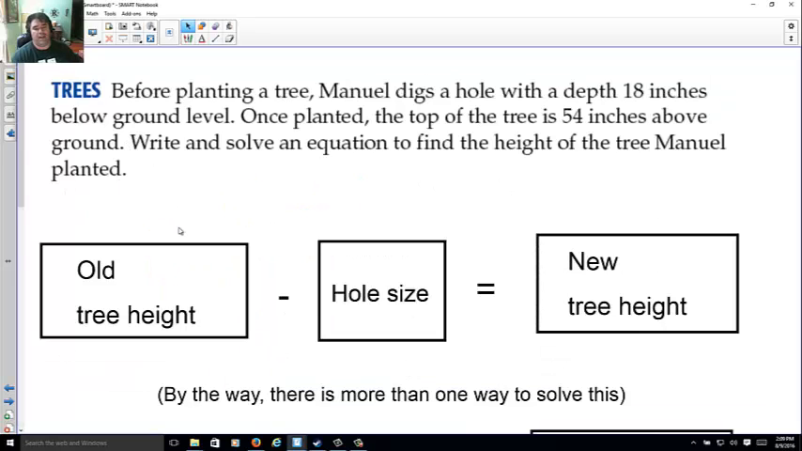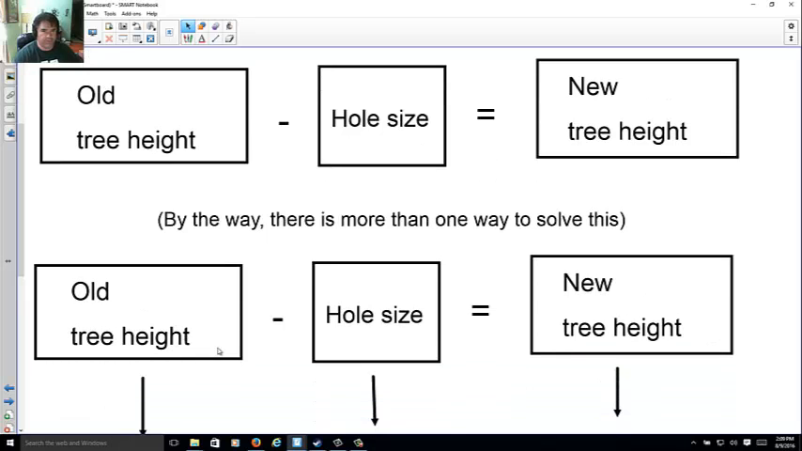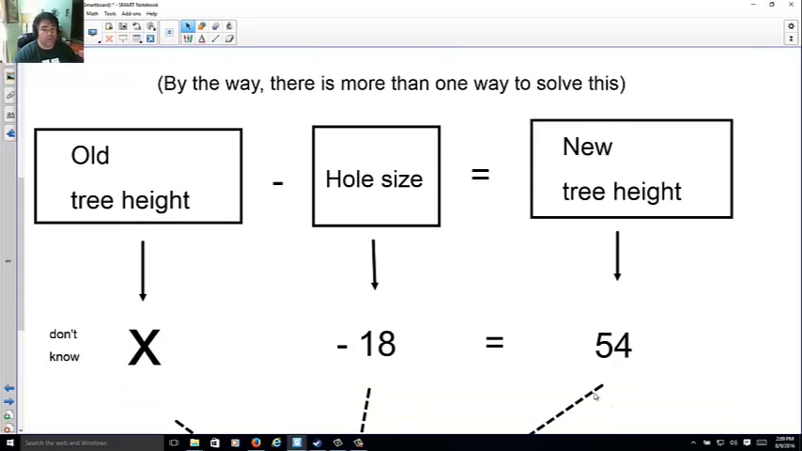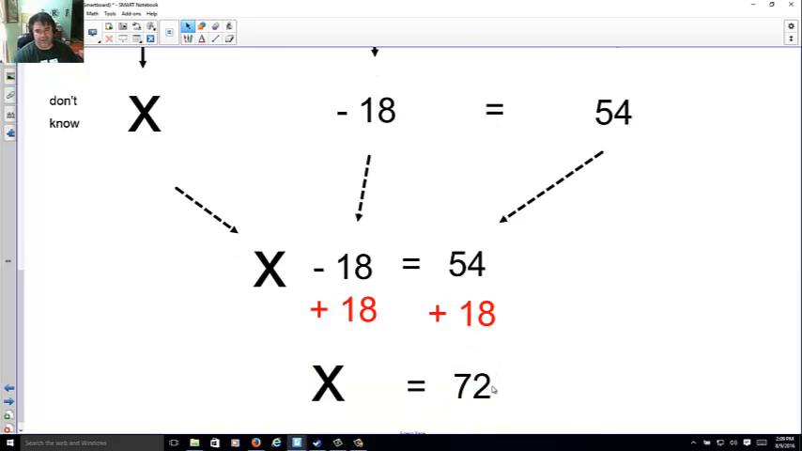Well, I have old tree height minus the hole size, and that gives me new tree height. By the way, there's more than one way to solve this. It's true. We'll just do it this way. The old tree height, I don't know. I do know that the hole size is 18 inches, and I know the new tree height was 54. Therefore, instead of minus 18, I'm going to add 18. Add 18 to one side, add 18 to the other. So if you're a landscaper and you want to have a 54-inch clearance, you're going to want a 72-inch tall tree that you're buying from the nursery.